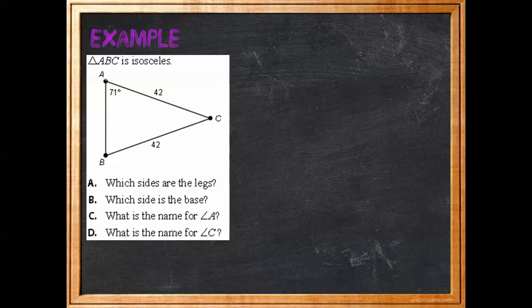Okay, if you're given that ABC is isosceles, and here we're given that AC is 42 and BC is 42 and angle A is 71 degrees, which sides are the legs? Remember, the legs are the two sides that are congruent. So the legs here would be AC and BC, okay? The side that's the base is the side that's not the legs. So AC and BC were the legs, so AB is going to be the base, okay?